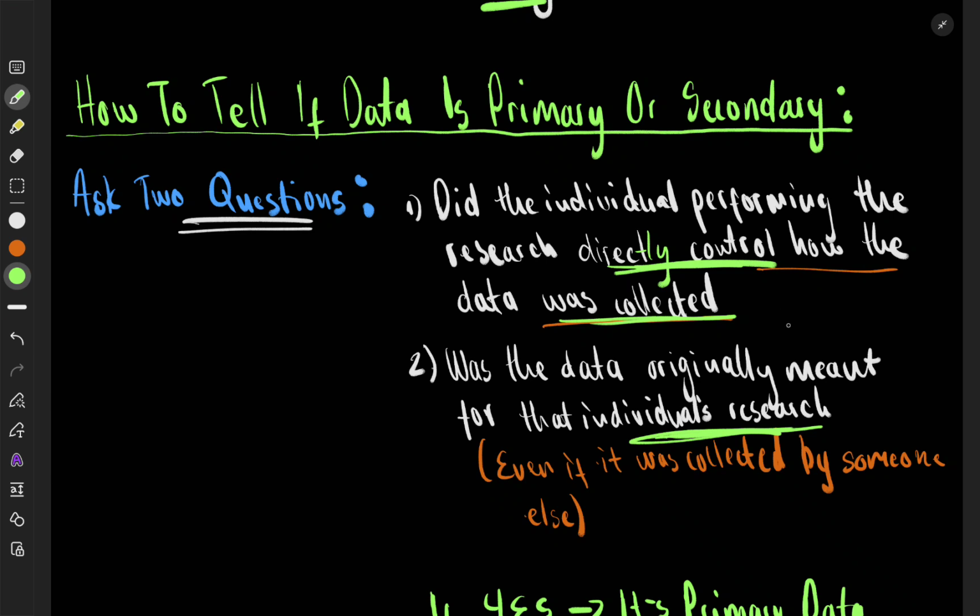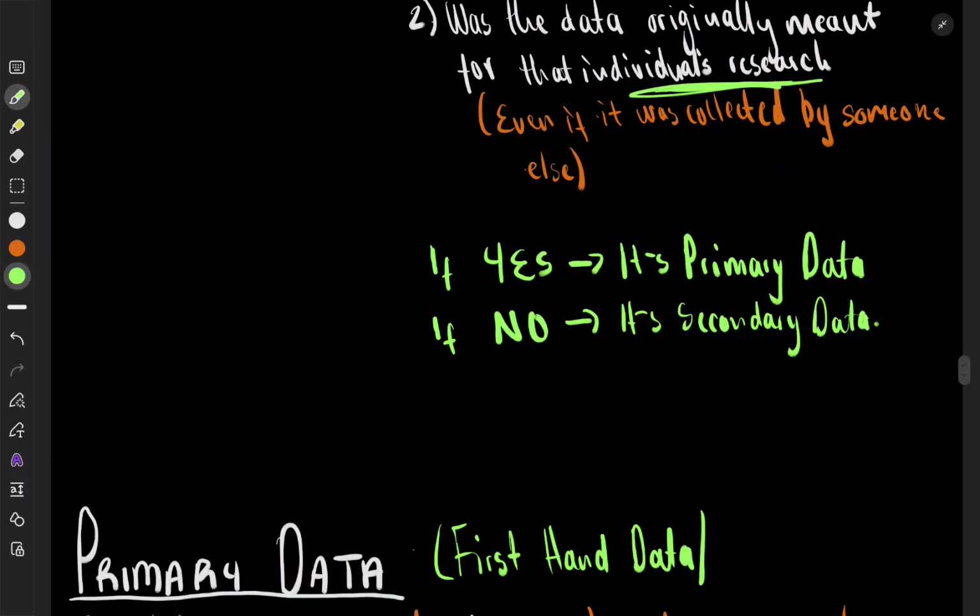For example, if you didn't have control on how the data was collected, even if it was collected for you, then it can't be primary. Or for example, if you had control, but the data was not collected for you, then it's not primary. Again, the data has to be collected for that particular research, the research you're doing, and you must have control on how the data was collected. Okay, so these are the two things. If it's yes on both, then it's going to be primary. But if there is a no on one of them, then it's going to be secondary.